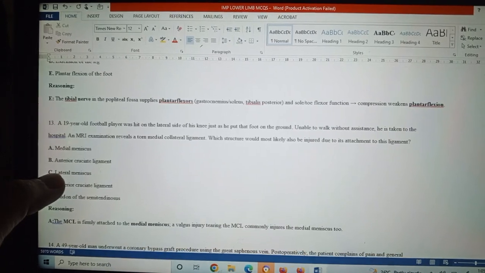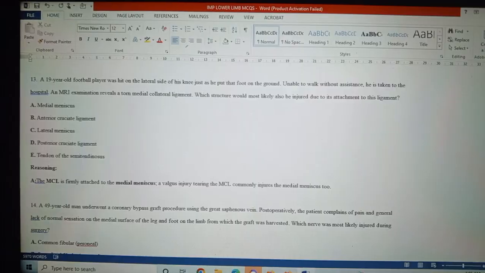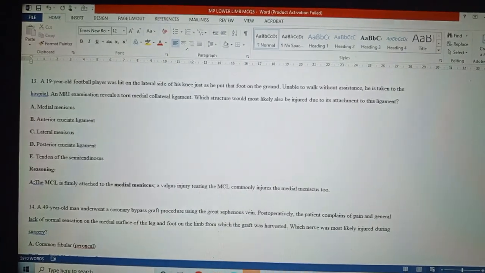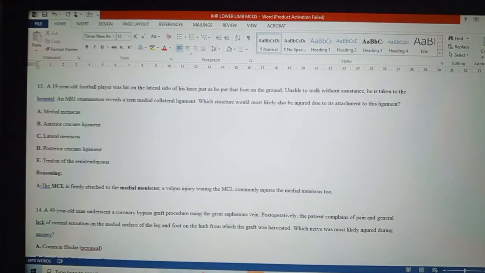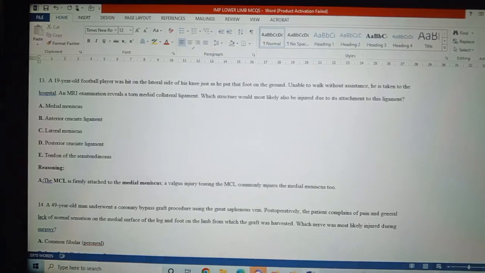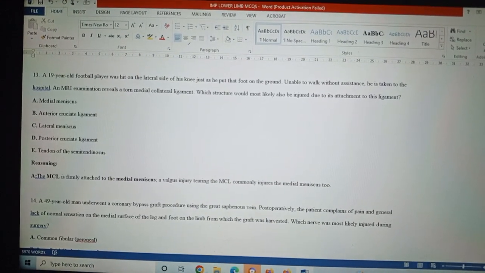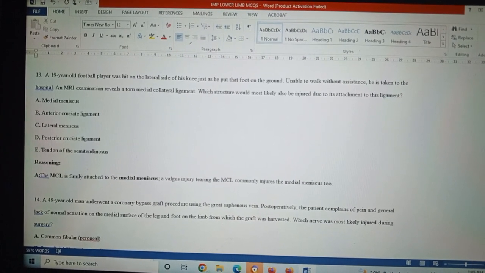Now question number 13 is a 19-year-old football player who was hit on the lateral side of his knee just as he put the foot on the ground. He is unable to walk without assistance. He is taken to the hospital. An MRI was done and on examination reveals a torn medial collateral ligament. Which structure would most likely be injured due to the attachment to the ligament?